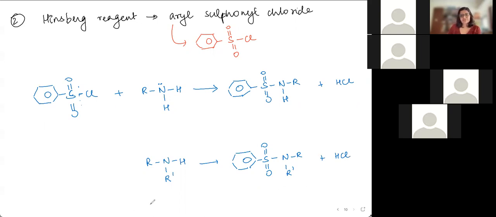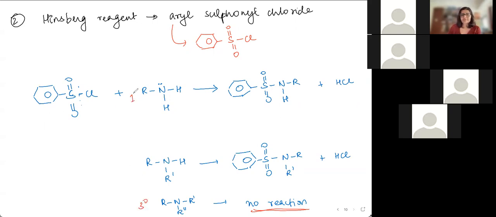Now, the case of tertiary amines. Because we don't have the hydrogen here, this is not going to have any reaction at all. We don't have any product that forms. So this itself is the test. If the reaction is not happening, that means it's a tertiary amine.